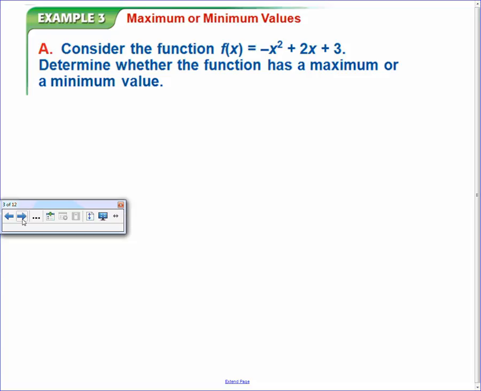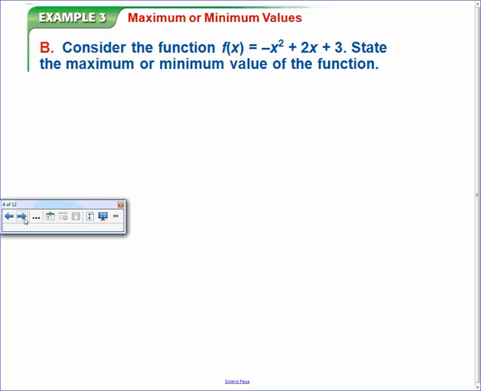So on this problem, our goal is to consider the function negative x squared plus 2x plus 3. Determine whether the function has a maximum or minimum value. Well, quite simply, since that's a negative sign, we know that it's going to do this, and so it's going to have a maximum value. So our answer here is maximum.